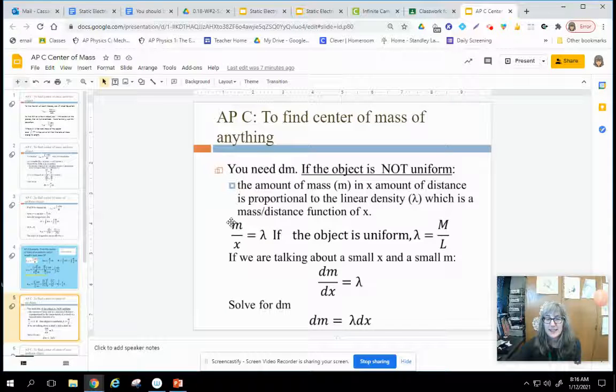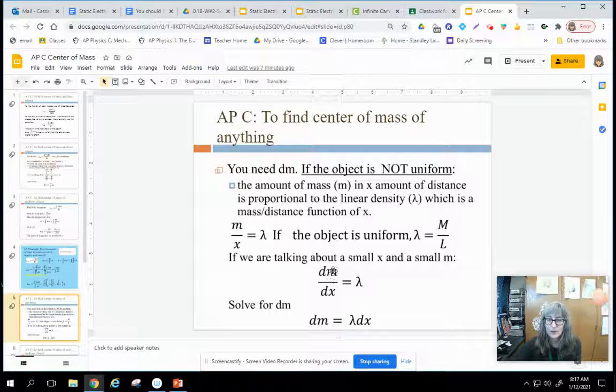So let's say our linear density is just some function. If it's uniform, the linear density is just m over L, so mass over length. Just like regular density is mass over volume, linear density is mass over length. So then you go through the whole thing here.